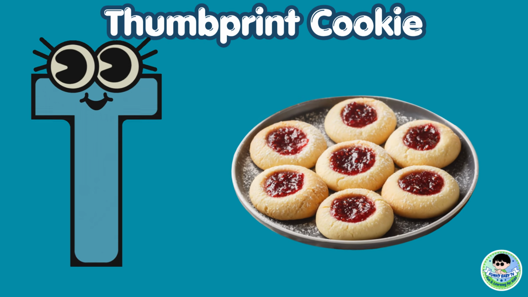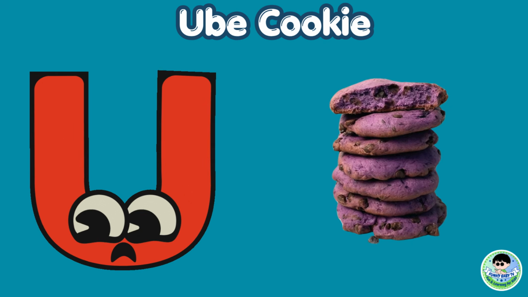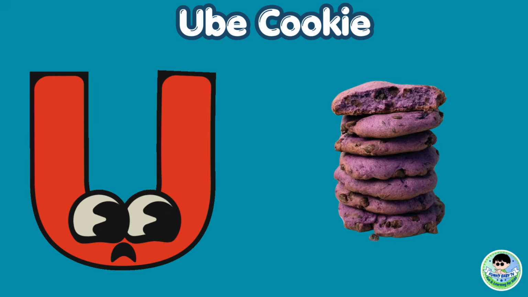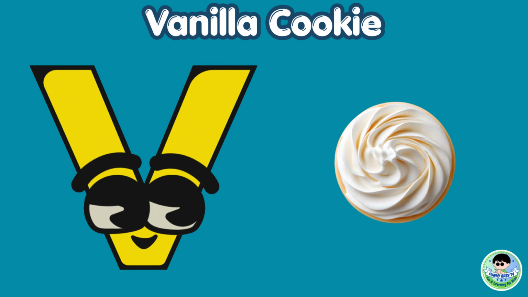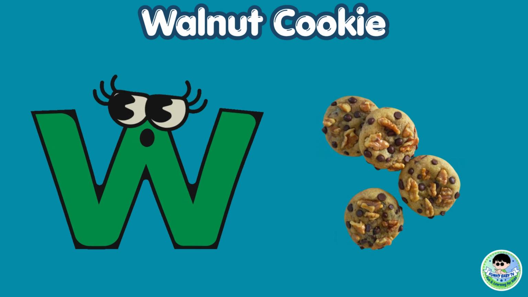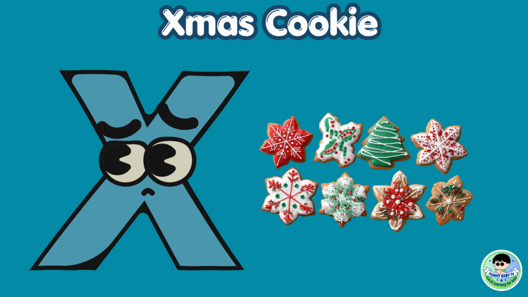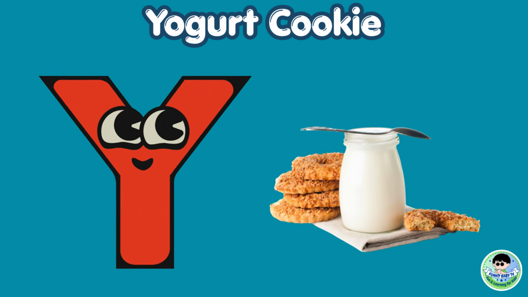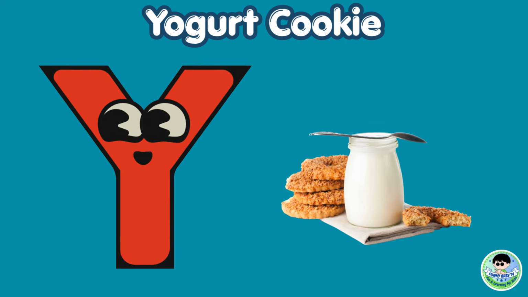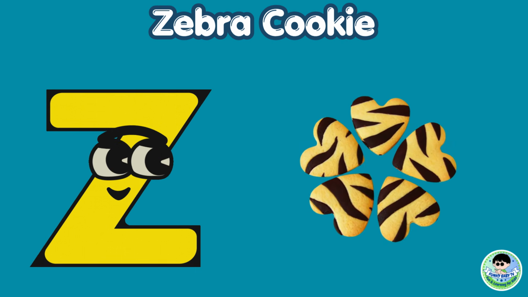T for thumbprint cookies. U for Ube cookie. V for vanilla cookies. W for walnut cookies. X for Xmas cookies. Y for yogurt cookies. Z for zebra cookies.